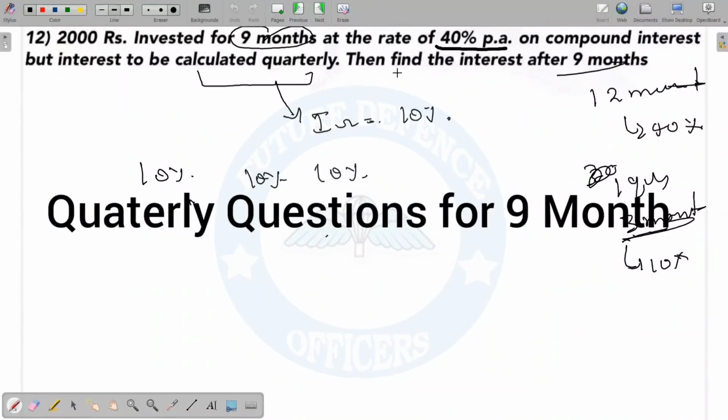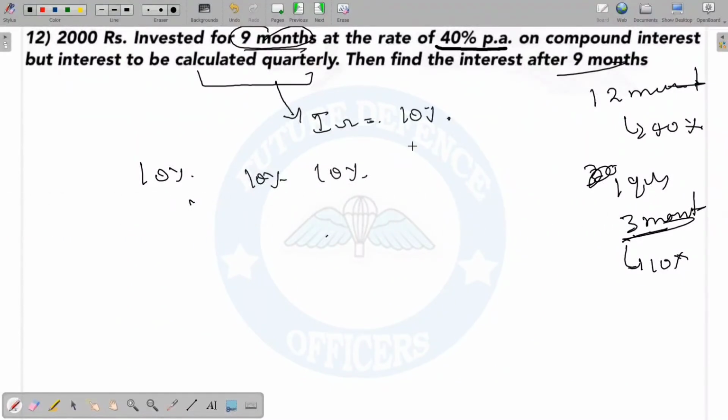2000 rupees invested for 9 months. You are investing money for 9 months. 40% is per annum. For 1 year, you are taking 40%, means 12 months 40%. Compound interest is to be calculated quarterly. What is the meaning of quarterly? In 1 year we have 2 half-years of 6 months. In 1 year we have 4 quarters, means 1 quarter is 3 months. Now for 9 months there will be 3 quarters: 1 quarter, 2 quarter, 3 quarter.